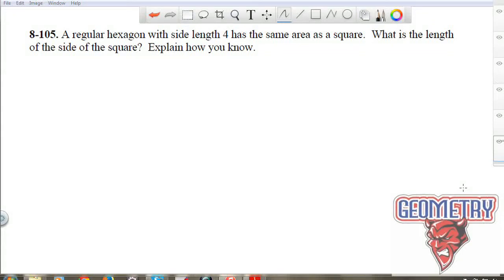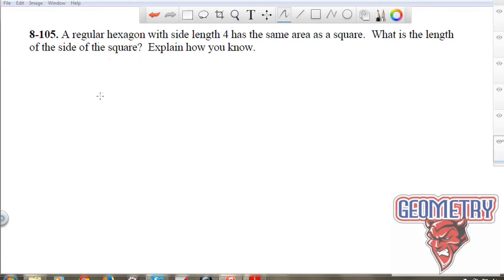Geometry Chapter 8, number 105. A regular hexagon with a side length of 4 has the same area as a square. What is the length of the side of the square? Explain how you know. So, what I'm going to do is find the area of the regular hexagon and then set that equal to the area of the square, which is just side squared.